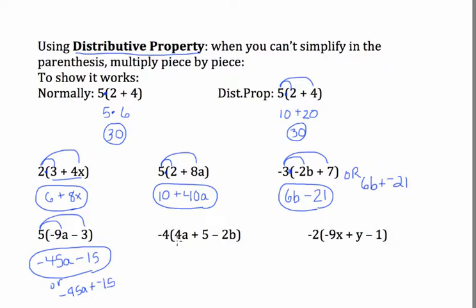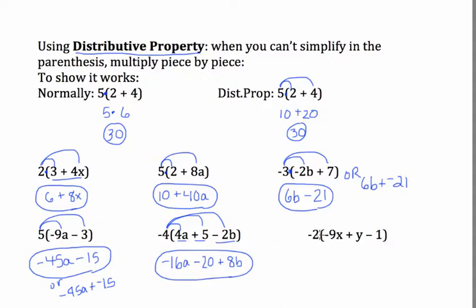Here we have 3 terms in the parentheses. Again, it works the same. We're just going to multiply piece by piece. Negative 4 times 4a is negative 16a. Negative 4 times positive 5 is a negative 20. Negative 4 times negative 2b, a negative times a negative is a positive 8b. I cannot add any of those like terms. That's my answer. Any of those unlike terms, I should say.